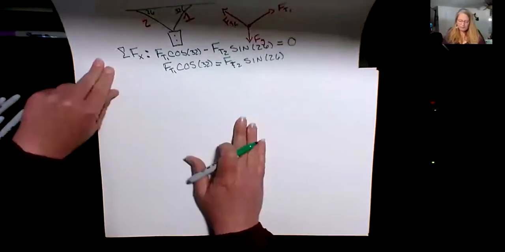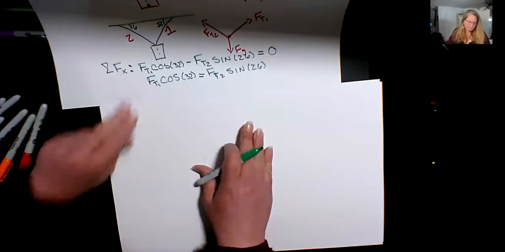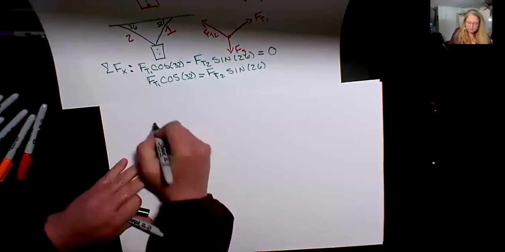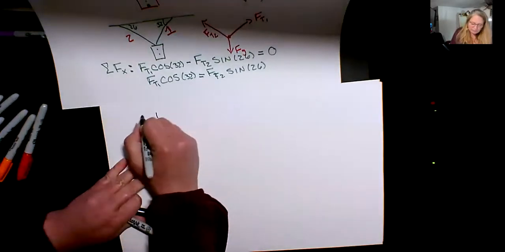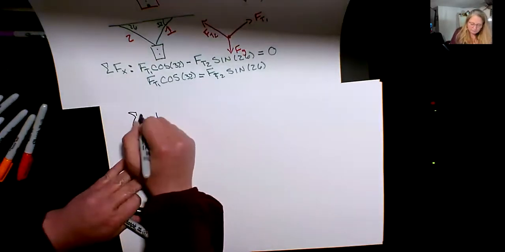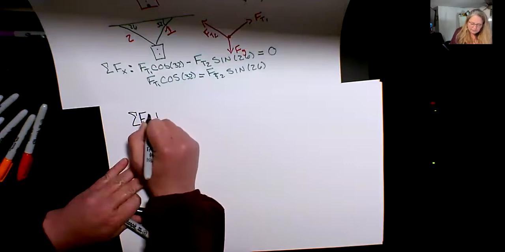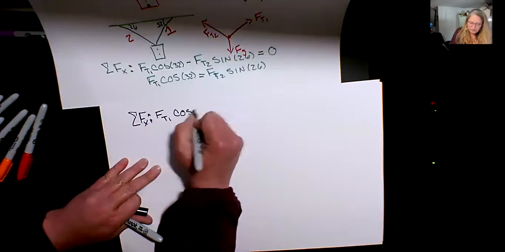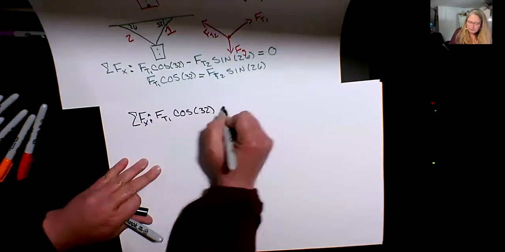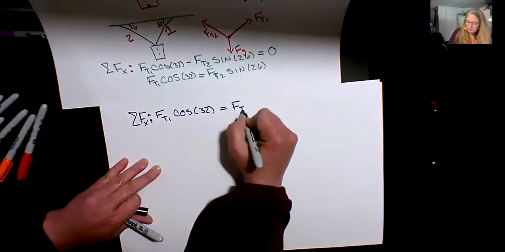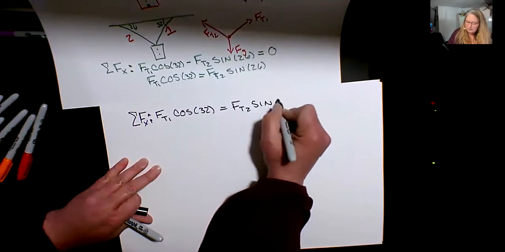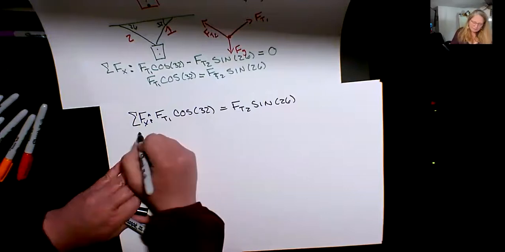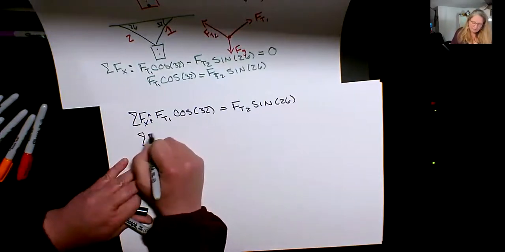Let's do my sum. I'm going to rewrite my sum in the x with a pen that's not dying. So let's see, we have my sum of forces in the x is force of tension 1 cosine of 32 equals force of tension 2 sine of 26. Now let's do the sum in the y.